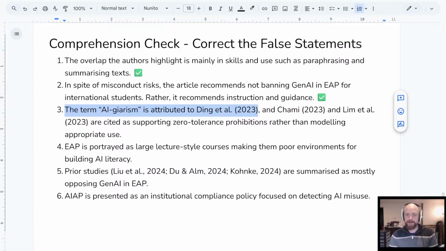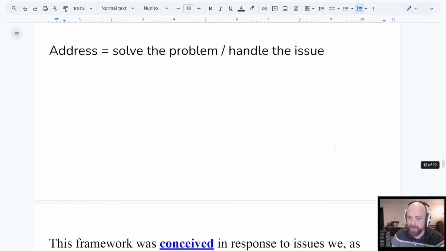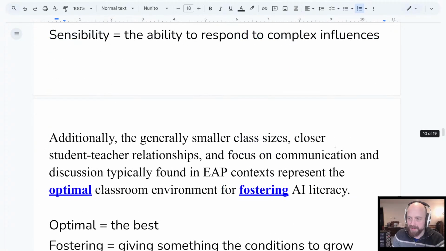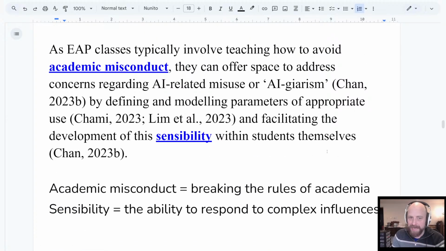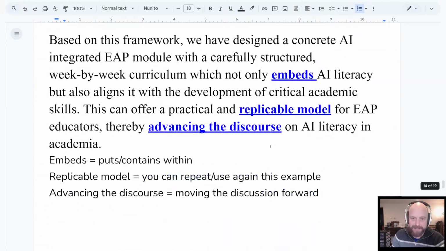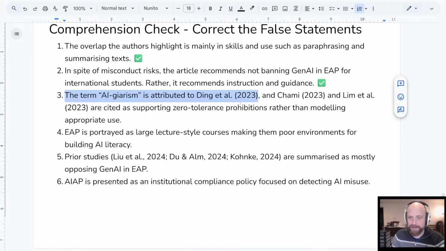I can't remember who AI plagiarism was attributed to. Who was it attributed to? Chan. It was Chan 2023. So not Ding Al.